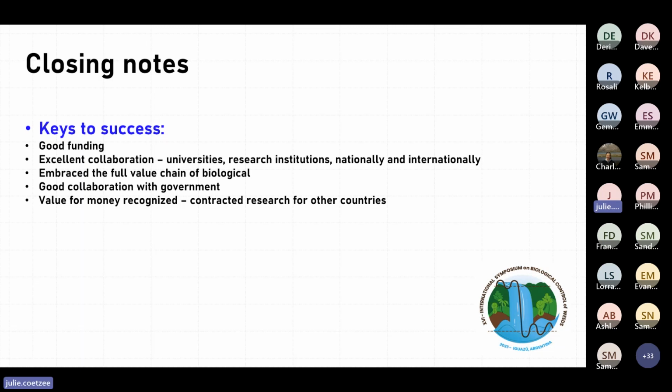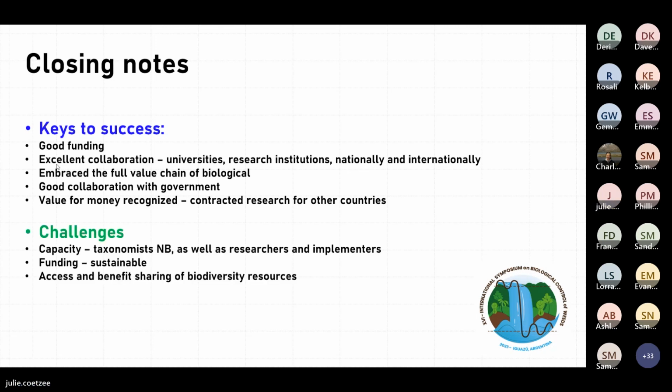Our science embraces the full value chain of biological control, from fundamental research on cryptic species to target selection to advanced molecular techniques, all the way through to land use engagement and implementation, which I think is quite unique. We have very good collaboration with government, as we highlighted with that prioritization system that Kim Canavan has developed, and also through the funding that they give us. And we're obviously very good value for money, which is evidenced by this contracted research that we get from other countries. Our challenges: the taxonomic imperative.